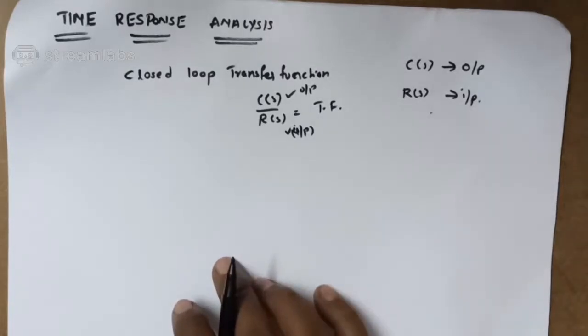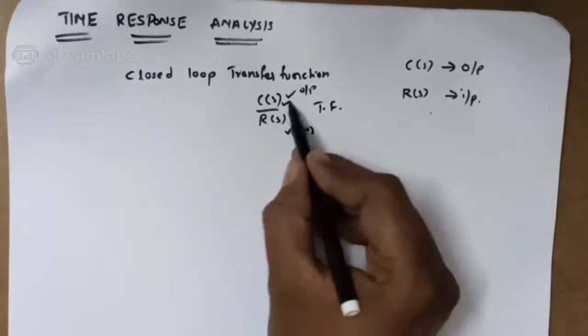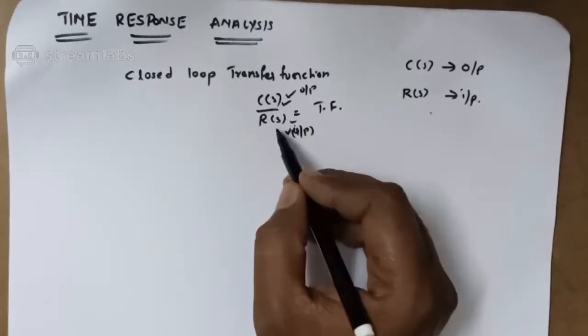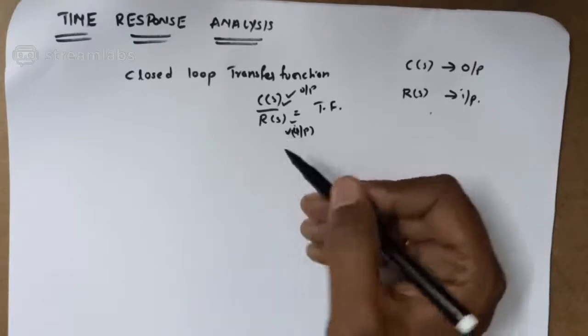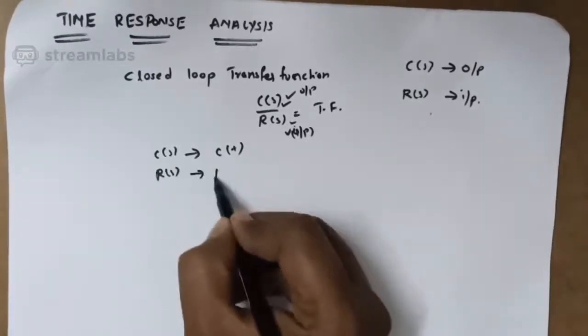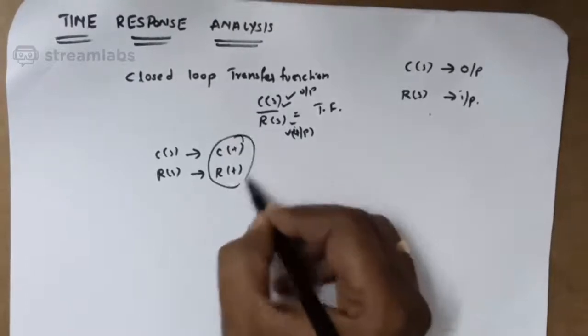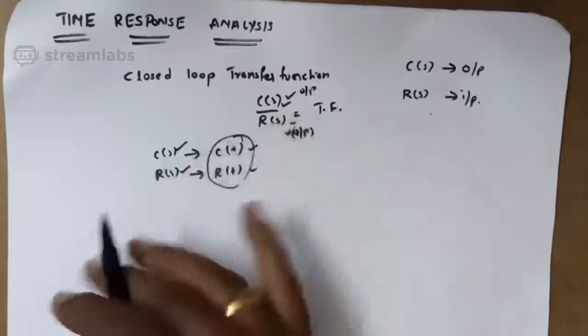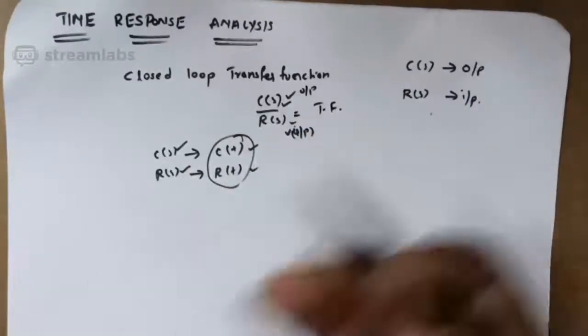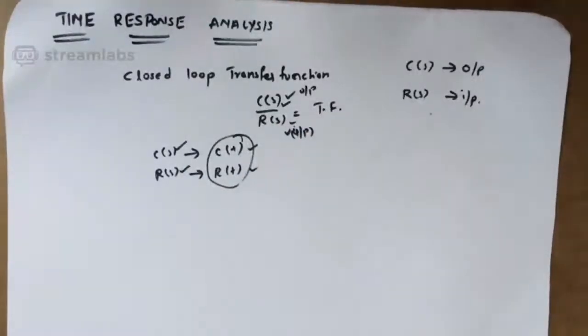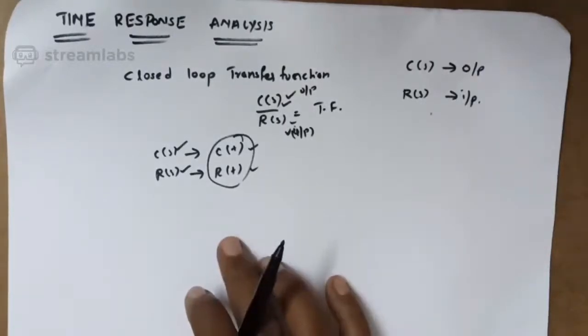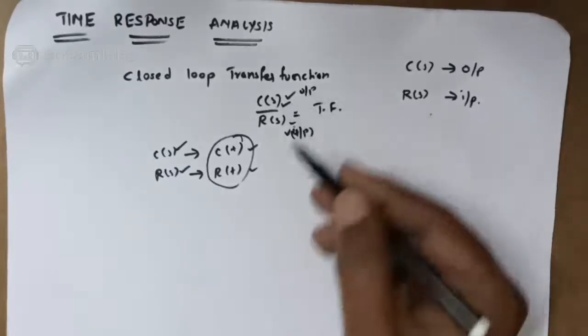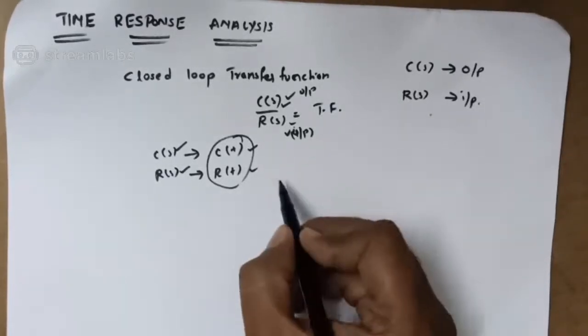So the time response of the system is a function of the system and input to the system. So from this, we all know what the transfer function is: C of s by R of s equals G of s by 1 plus G of s into H of s. We all know this. Am I right?